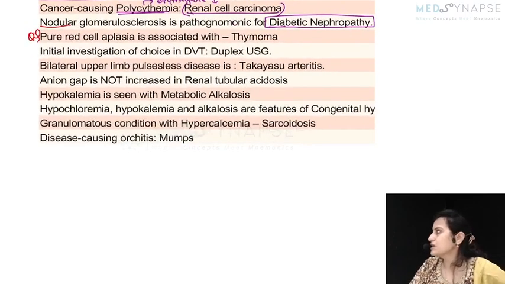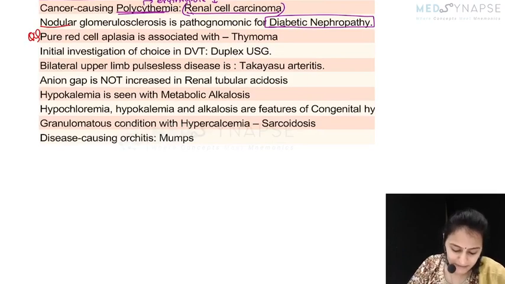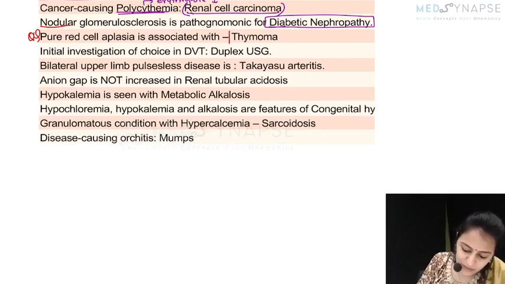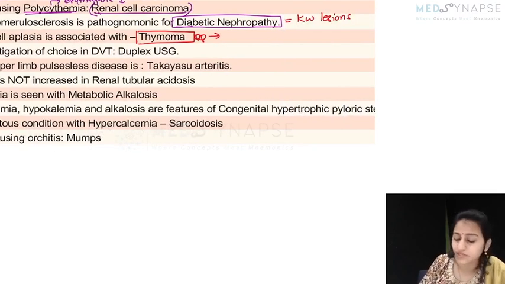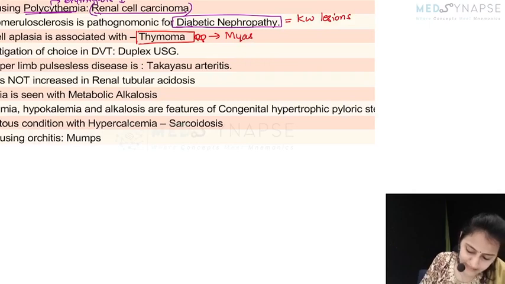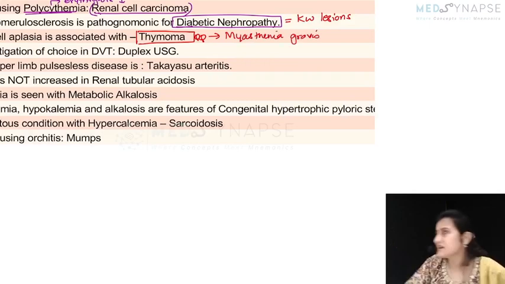PRCA, that is pure red cell aplasia, is associated with which tumor? Thymoma. And thymoma is seen in which condition? Myasthenia gravis. Remember, PRCA is thymoma.